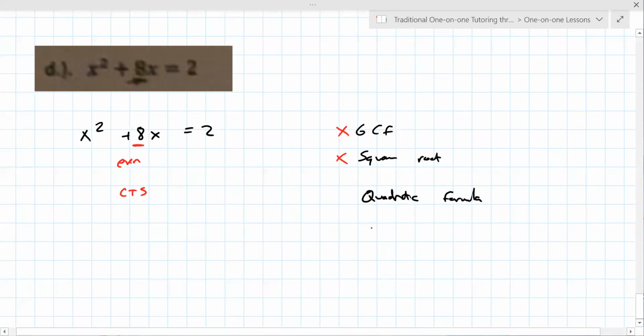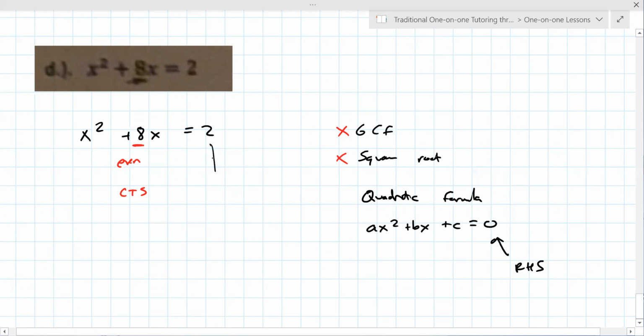For the quadratic formula, it has to be in this form: ax squared plus bx plus c equals 0, which means there's a 0 on the right hand side. Is there a 0 on the right hand side? It looks like it's 2.